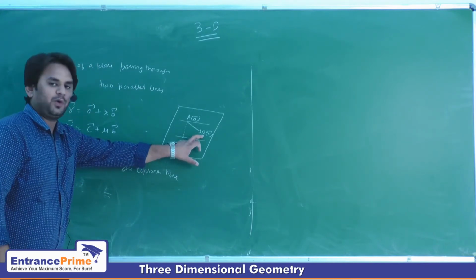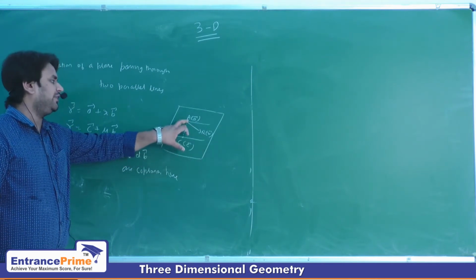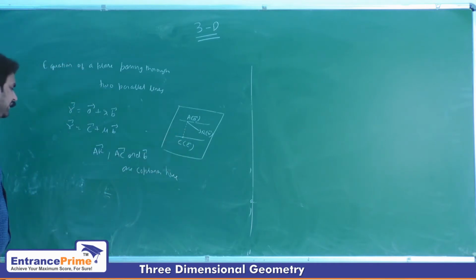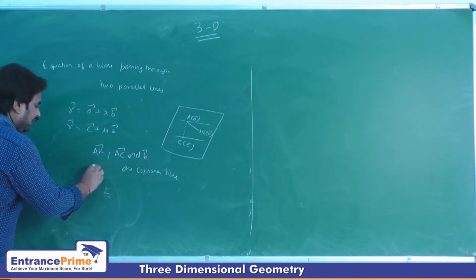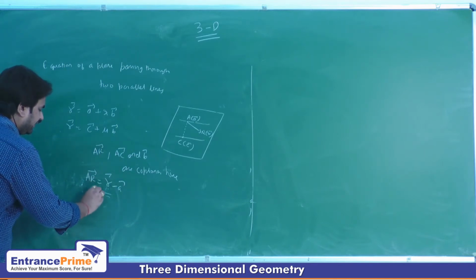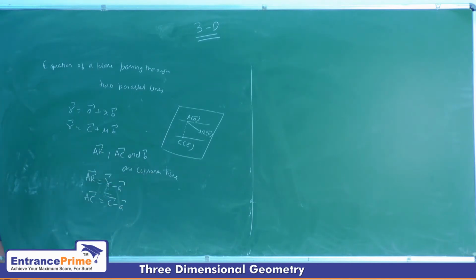AR vector. What is the position vector of R? The position vector of R is R vector. What is the position vector of A? That is A vector. What is the position vector of C? It is C vector. So AR vector will become R vector minus A vector. Similarly, AC vector is equal to C vector minus A vector, and the third vector is B vector. These will be coplanar, hence this is the equation of the plane.